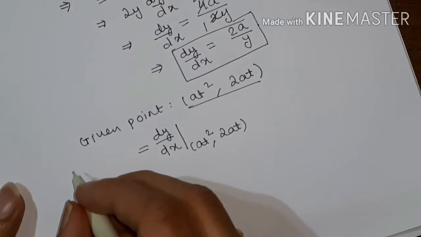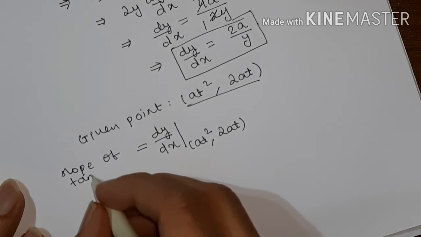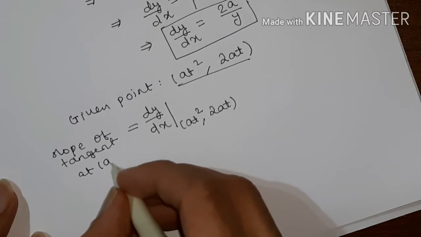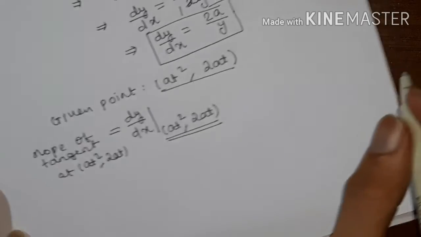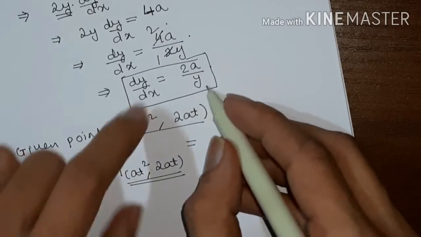That is nothing but the slope of tangent at at square comma 2at, right? That is at this point. So which is equal to what? dy by dx we have already found out here.